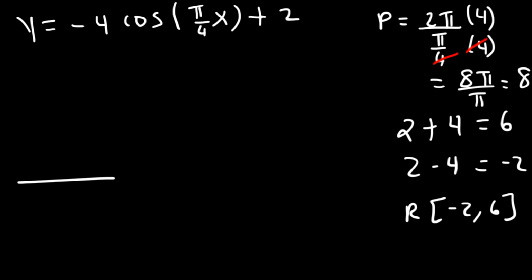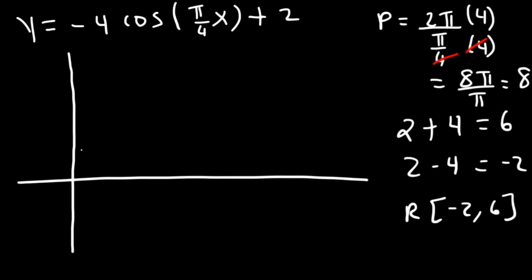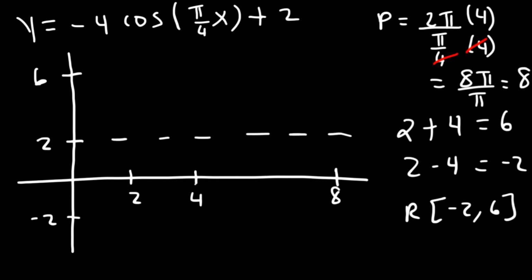So the majority of the graph is going to be above the x-axis. So first, let's draw a midline, which is at positive 2. Then this graph is going to go all the way up to 6 and down towards negative 2. And 1 period is equal to 8. Half of 8 is 4. Half of 4 is 2. 2 times 3 is 6. Or if you average 4 and 8, 4 plus 8 is 12. Divided by 2, you get 6. So now that we have everything laid out, we can now plot the points.